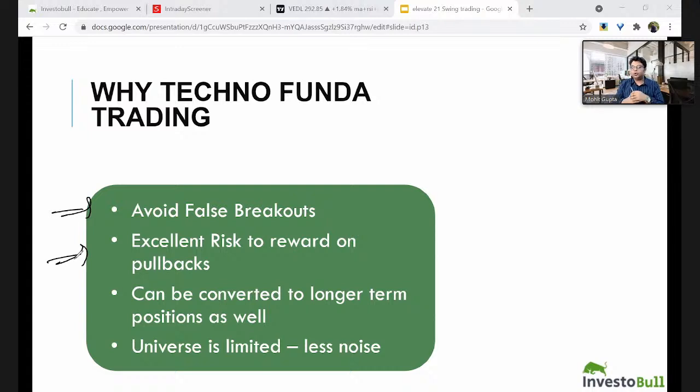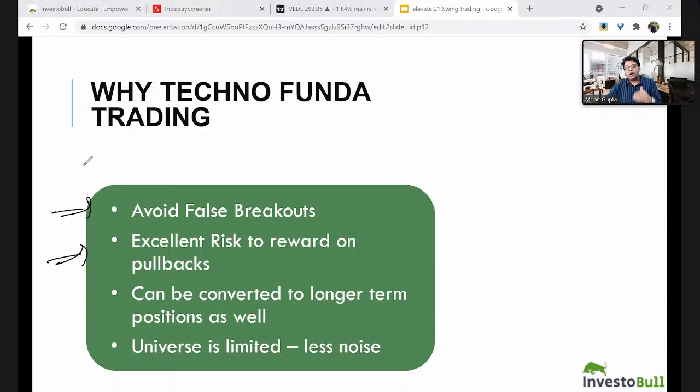Excellent risk to reward on pullbacks. Now there are two ways to execute any trading strategy. One is breakout and one is pullback. These are the two major ways to execute any trading strategy. We have already taken care of avoiding false breakouts, that is, we have increased our probability of success on breakouts by selecting good, sound stocks.